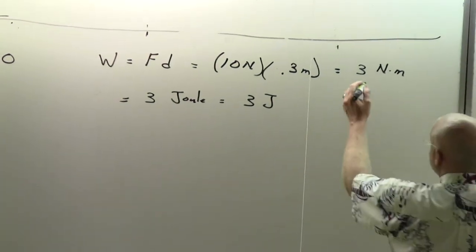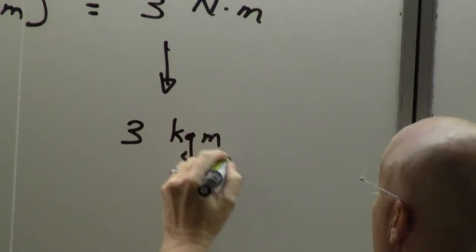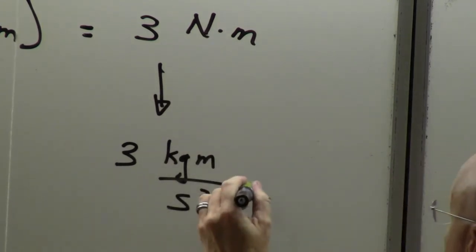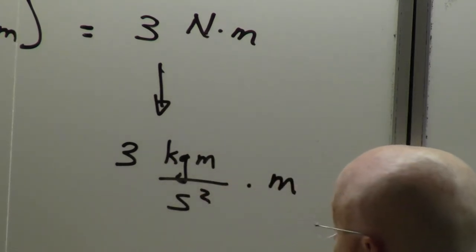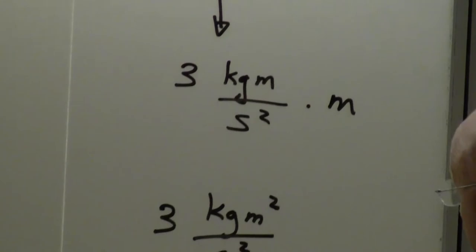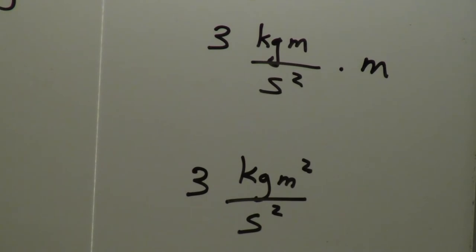Now, if you wanted to expand this a little bit more, you could say this, because remember, a newton was a kilogram times a meter over a second squared. So if you multiply it by another meter, you have a kilogram and a meter squared over a second squared. So those would be the appropriate units. And you can see how the units are getting pretty involved, pretty complicated as we start multiplying things together. So that's why giving it its own name is very useful. And like I said, also very honoring to Joule.